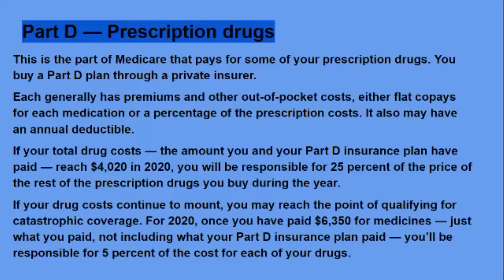Part D is prescription drugs. This is the part of Medicare that pays for some of your prescription drugs. You buy a Part D plan through a private insurer. Each generally has premiums and other out-of-pocket costs, either flat copays for each medication or a percentage of the prescription drug cost. It also may have an annual deductible. So Part D equals drugs.